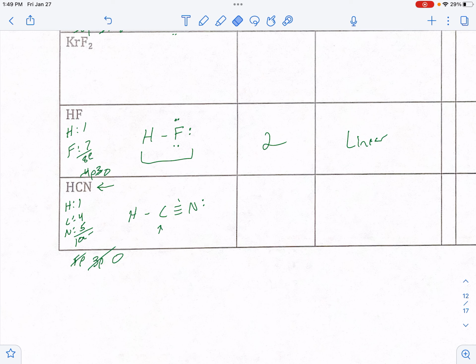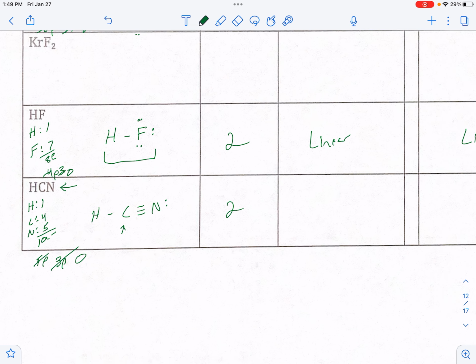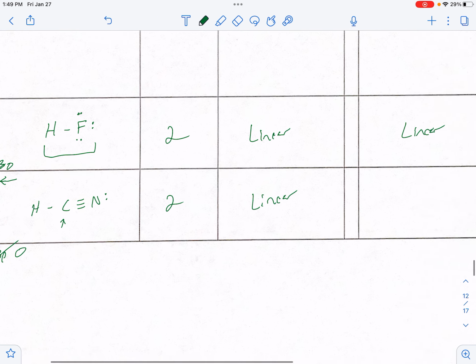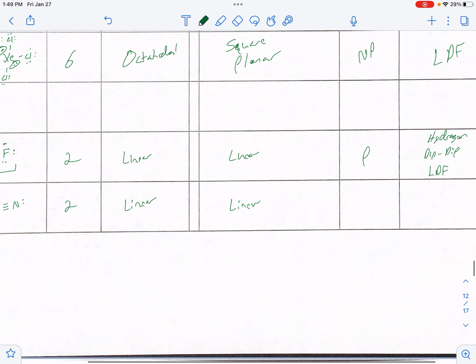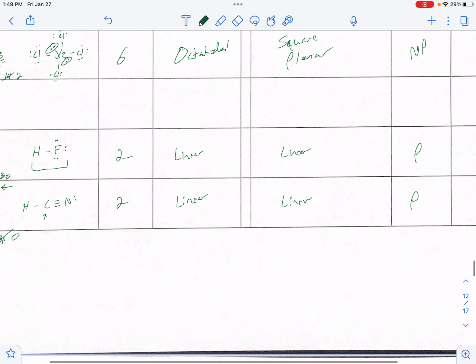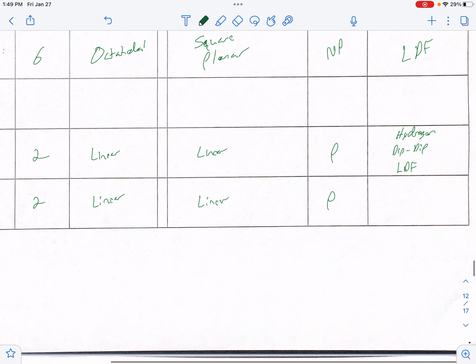When you do move those, please do not forget to erase those dots, because if you leave those, now you have more pairs than what you started with. Now, I've got 2 things attached, a hydrogen and a nitrogen. That triple bond does not count as 3. It only counts as 1. So this would still be linear. This would be considered polar because that is not balanced out at all. So this would be LDF, dipole-dipole.